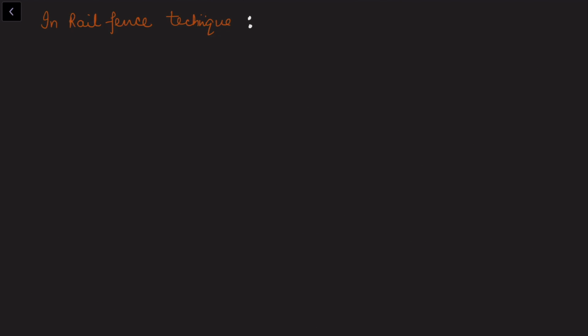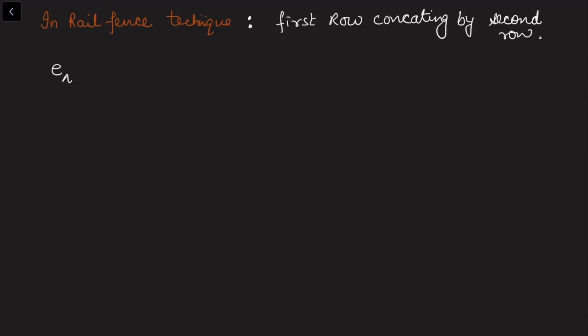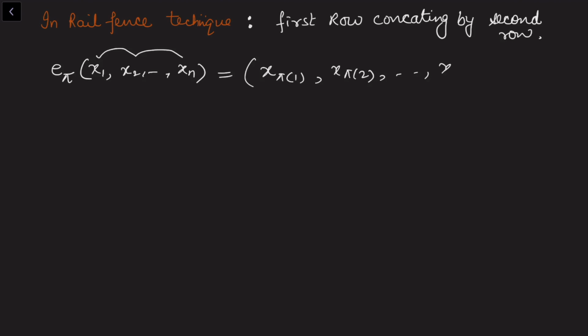So in rail fence technique, the first row is concatenated by the second row. In transposition cipher, we follow a permutation, and here I am using pi as a permutation. So whatever alphabet or letters we have used, we say these are the n letters or n symbols that we have permuted through this mapping x pi 1, x pi 2, and so on up to x pi m. So this is what we call the encryption process.